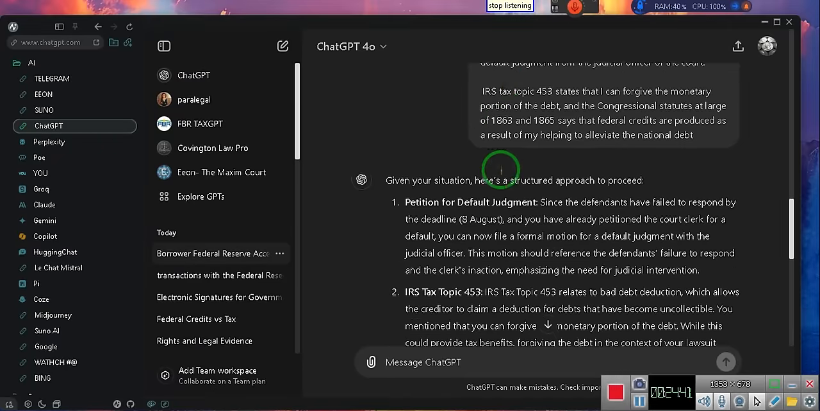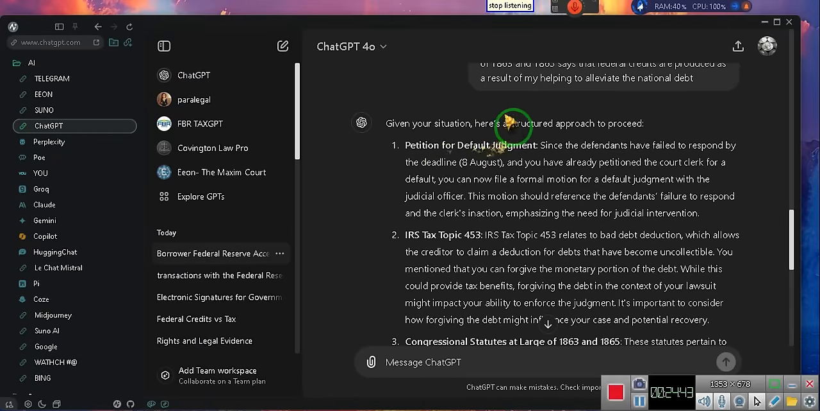Given your situation, here is the structured approach to proceed. Judgment: since the defendants have failed to respond by the deadline of 8th August, and you have already petitioned the court clerk for a default, you can now file a formal motion for a default judgment with the judicial officer. This motion should reference the defendant's failure to respond and the clerk's inaction, emphasizing the need for judicial intervention. 2. IRS Tax Topic 453.